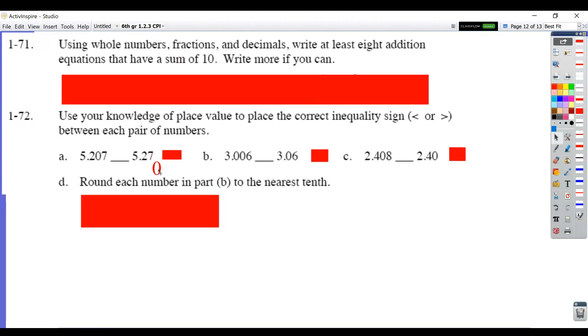And then for part D, they want you to go back to B and round each of these to the nearest tenth. So you're going to find your tenths place, look at your indicator number to the right of that, and round it. Same thing here: tenths place, indicator number, and round it.